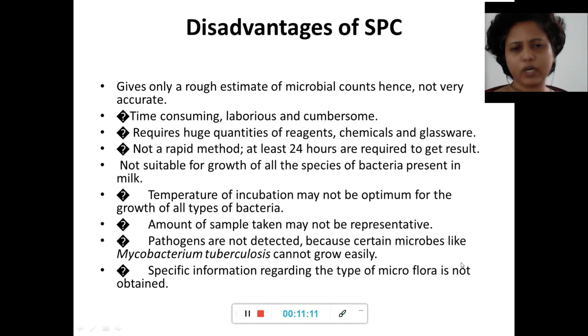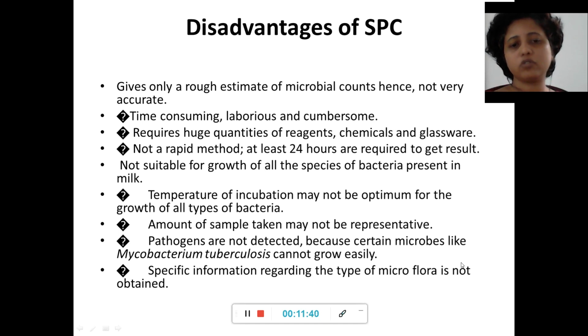Some microbes will grow at one particular temperature and others will grow at other temperatures. So that is a disadvantage, and many microbes may go unnoticed because of this variation in temperature. And the amount of the sample taken here is only a representative. I told you, you take either 1 ml or 0.1 ml. So sometimes if the milk is not properly homogenized or mixed properly, only a small quantity is taken and it represents only a small quantity of the sample.